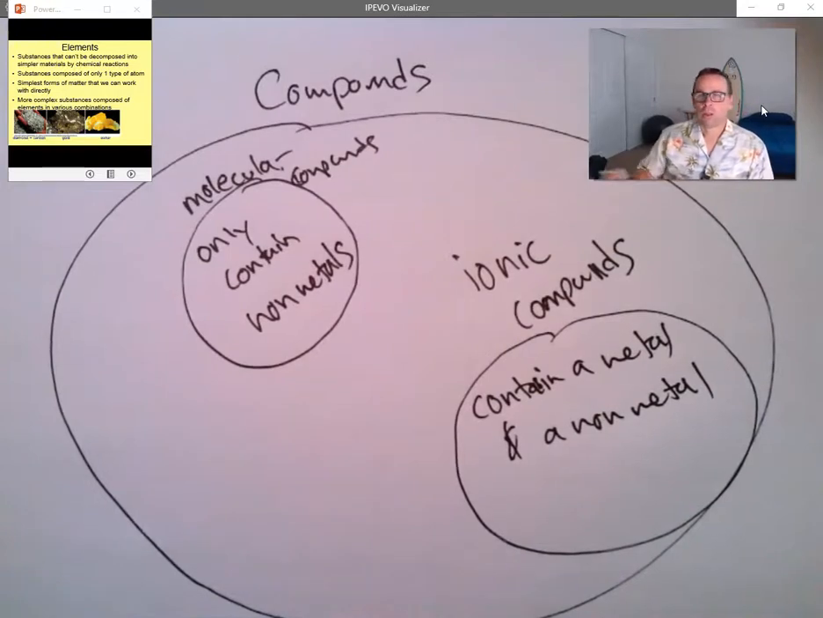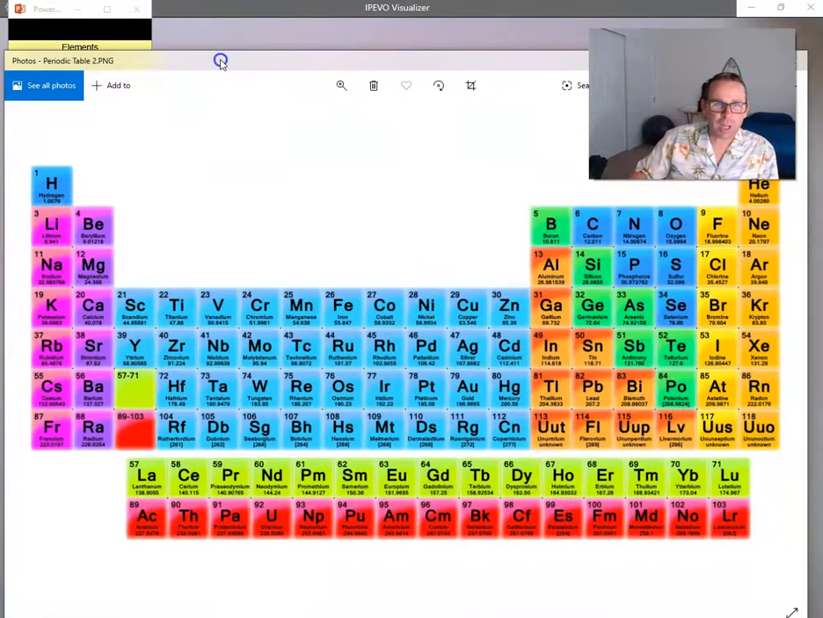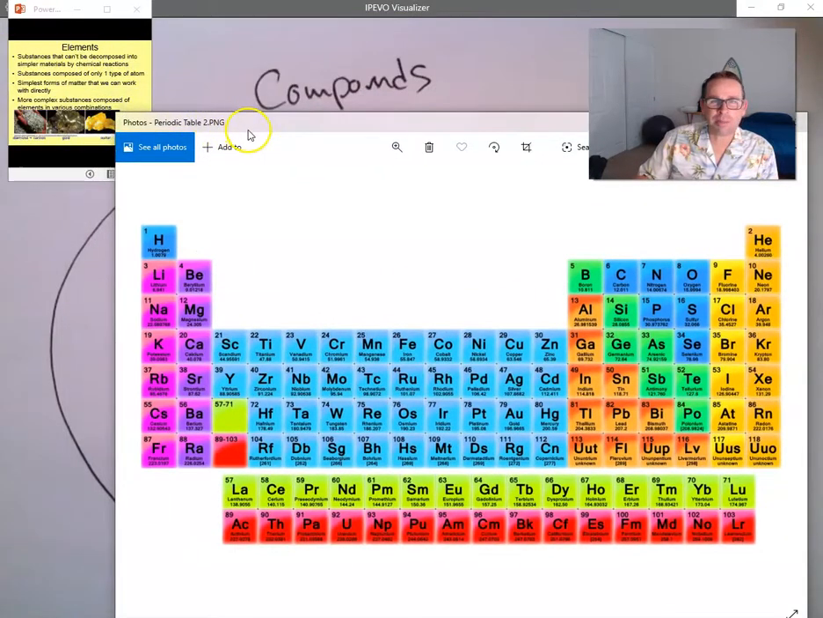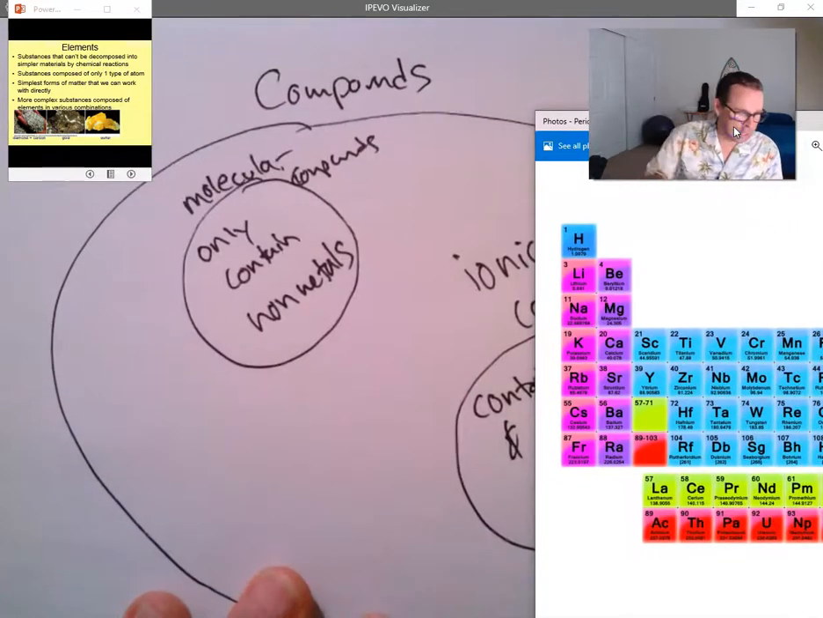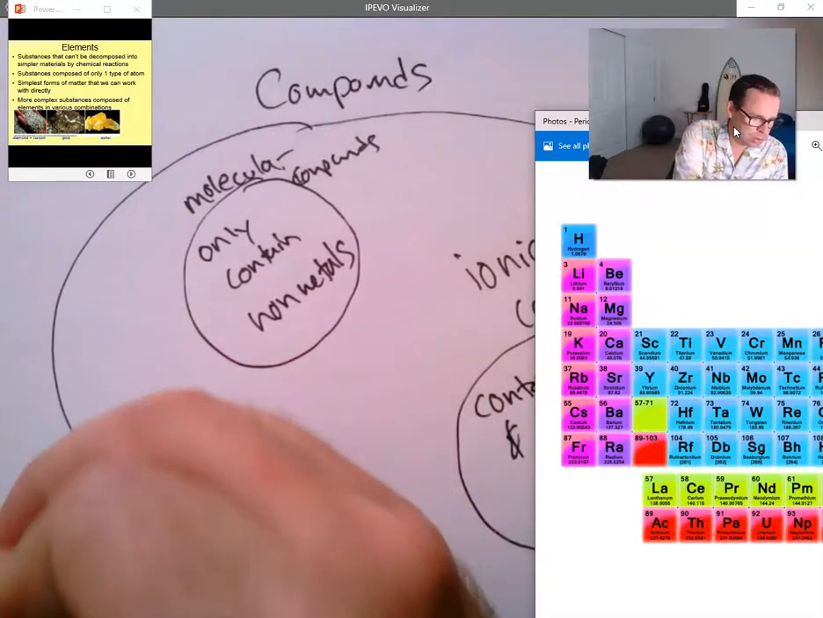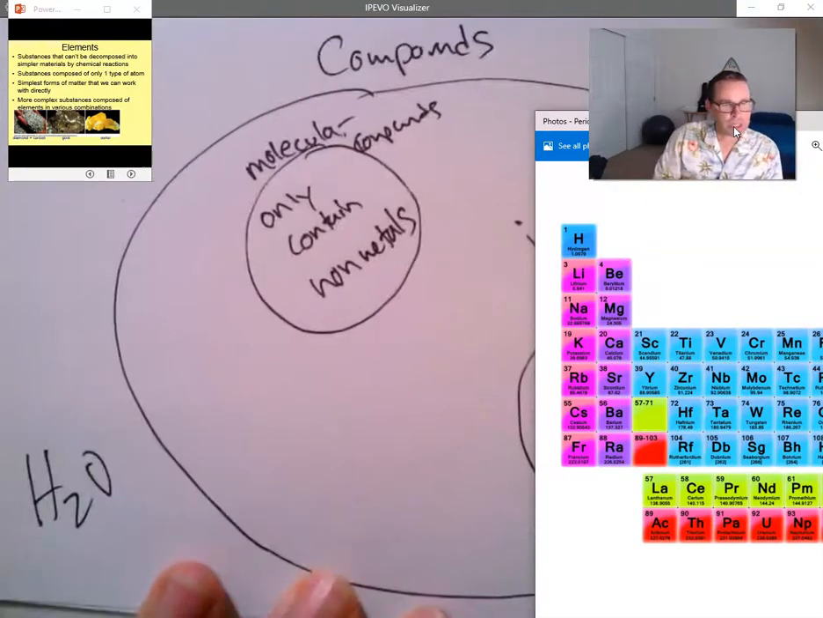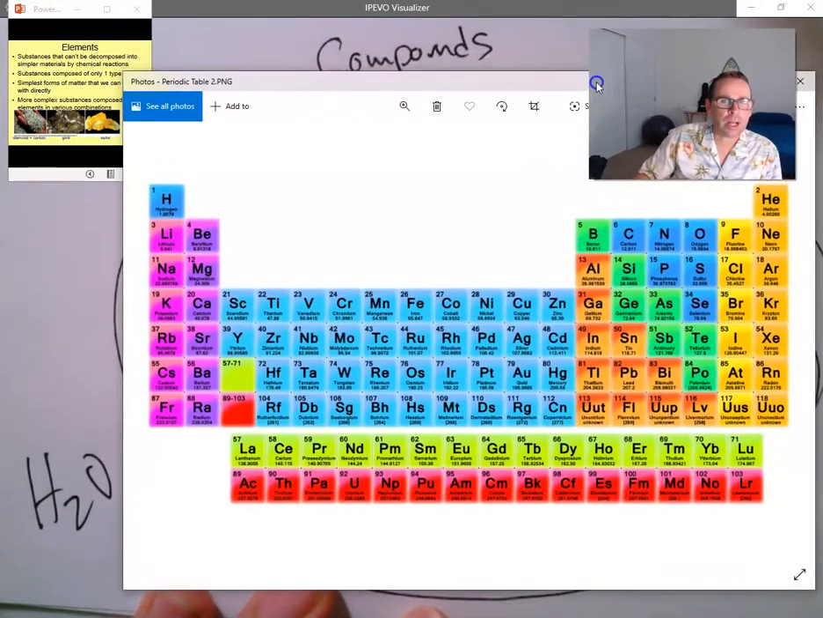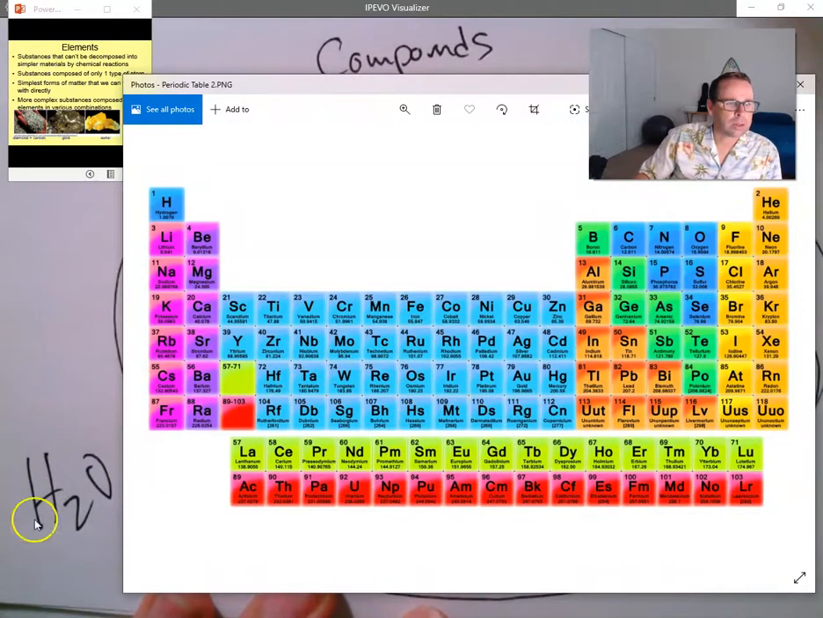So if we have a periodic table nearby and we want to know whether a compound is a molecular compound or an ionic compound, we can use the periodic table to answer that question. Here's an example: H2O, water. Is that a molecular compound or an ionic compound? Well, it's molecular, because hydrogen's a non-metal and oxygen's a non-metal. So it's made of non-metals, so it's a molecular compound.